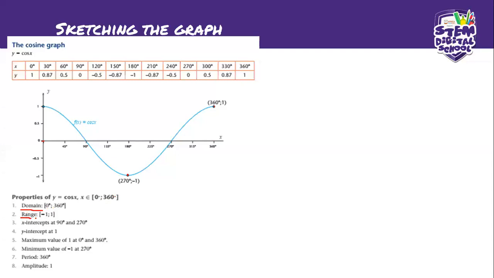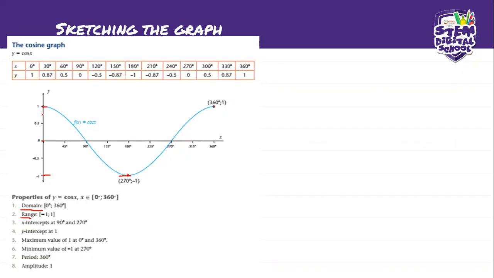And then we're going to talk about the range. When you talk about the range, we are referring to y values. Now, in this case, you can see that our graph ends here at -1, and then also where? At +1. That is the range.